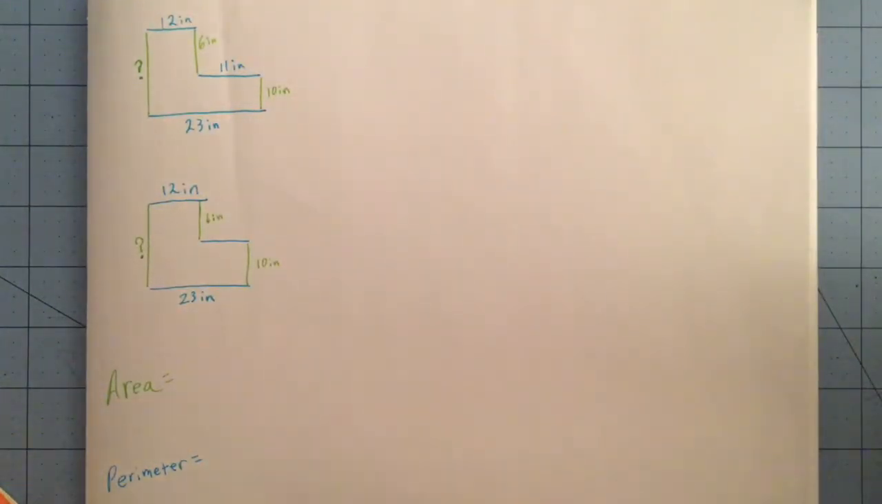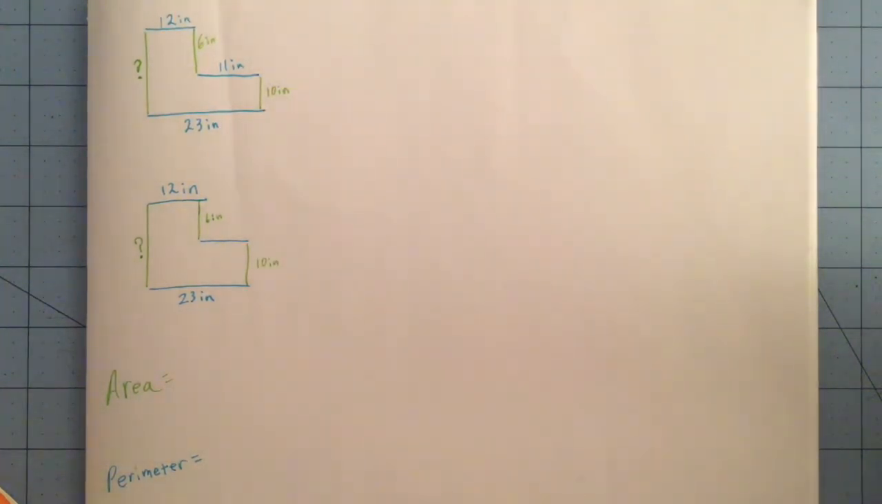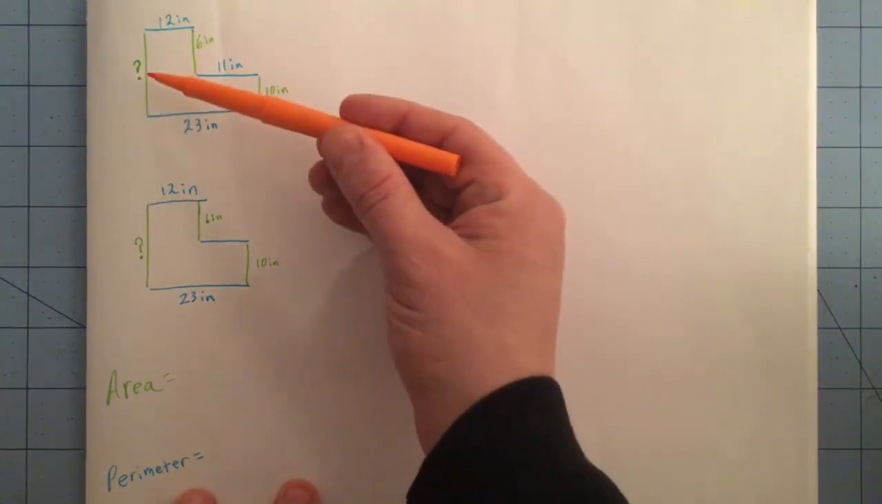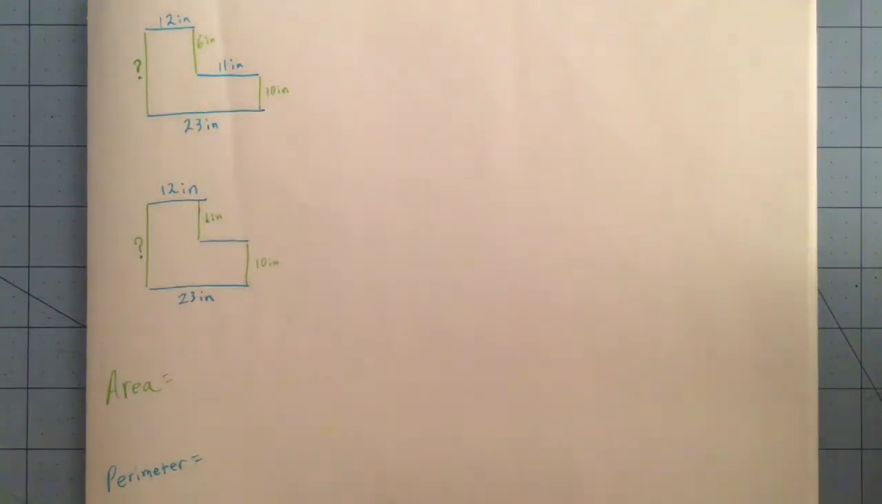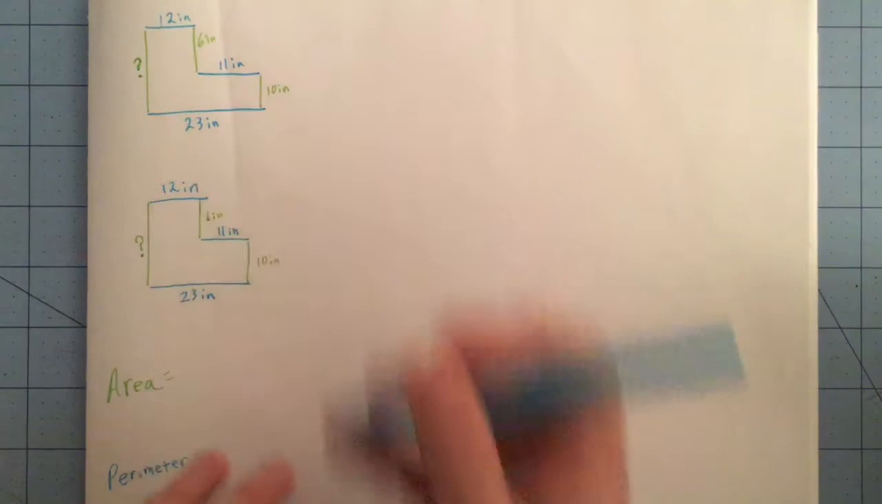So we have the shape drawn twice, once there and once there. We're actually going to use both of them. Now, the first thing that we've got to figure out on both of these is the measurement of the unknown side. Now, the unknown side, we don't know. That's why it's called the unknown. But we do know a lot of other information about this, like this side is 11 inches.